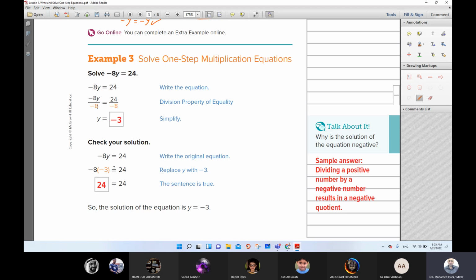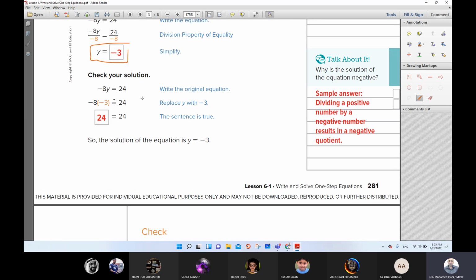Negative 8 divided by negative 8 will be 1. Remains y equals 24 divided by negative 8, which will be negative 3. So the solution of this equation is y equals negative 3.